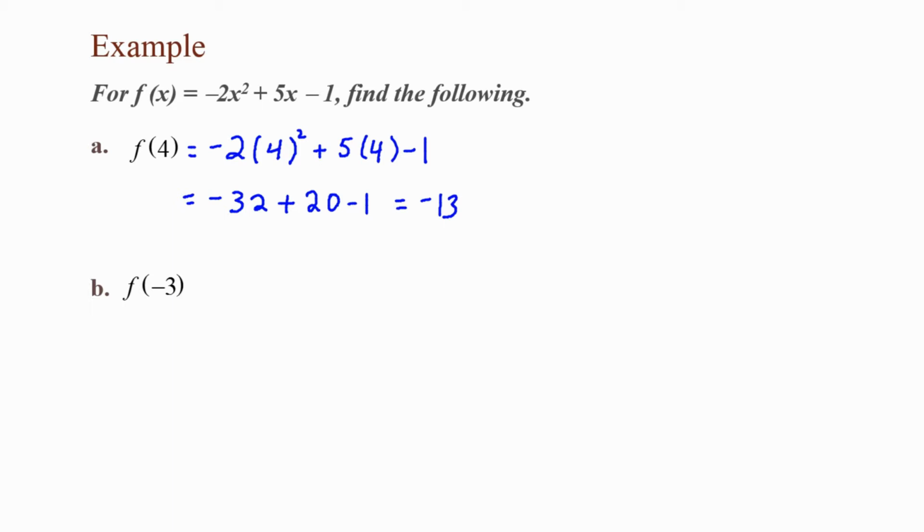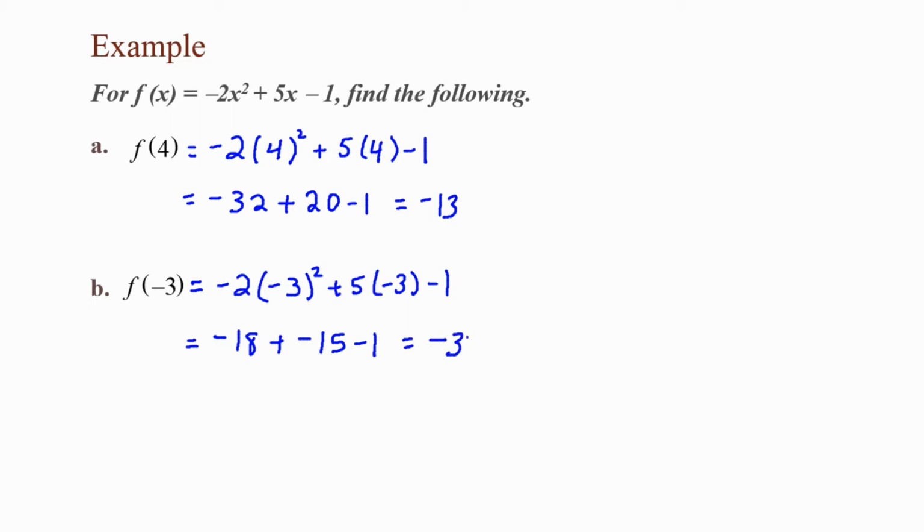For part B, we want to find f of negative 3. So that equals negative 2 times negative 3 squared plus 5 times negative 3 minus 1. Negative 3 squared is 9. 9 times negative 2 is negative 18, plus 5 times negative 3 is negative 15, minus 1. Negative 18 plus negative 15 is negative 33, minus 1 is negative 34. So f of negative 3 equals negative 34.